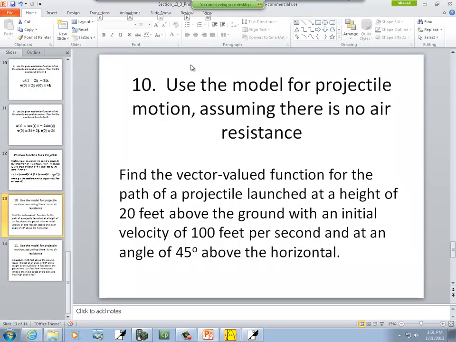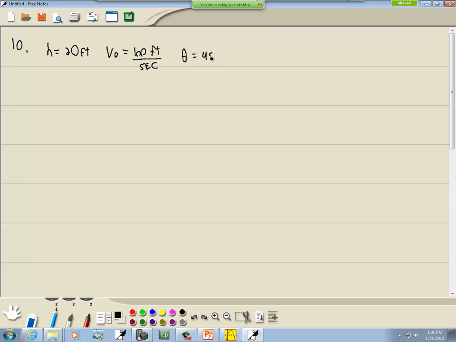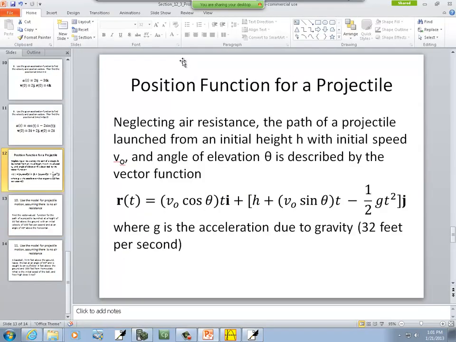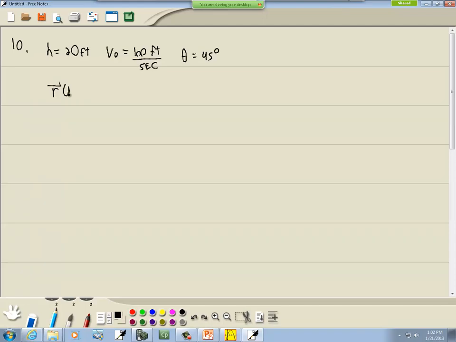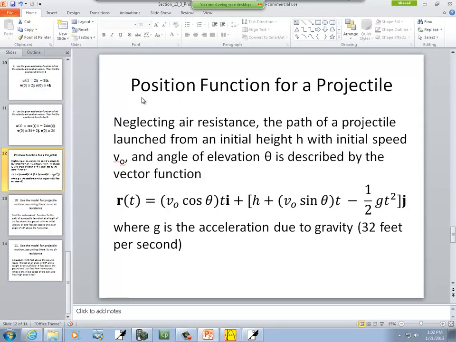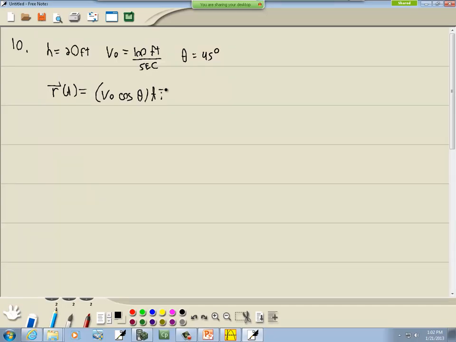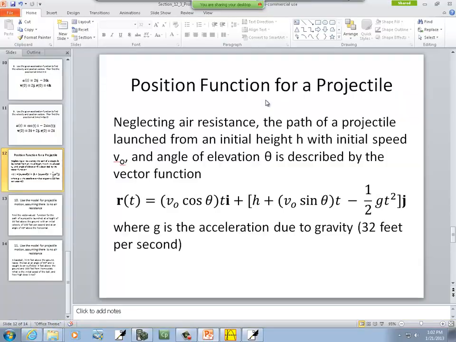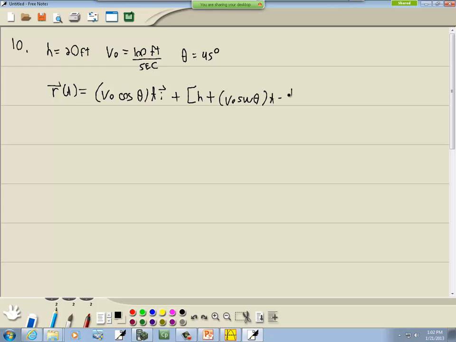And an angle of 45 degrees above the horizontal. So theta is equal to 45 degrees. Okay, and it says to find the vector value function. We'll write down my formula. r of t is equal to v0 cosine theta t i plus h plus v0 sine theta t minus 1/2 g t squared j.